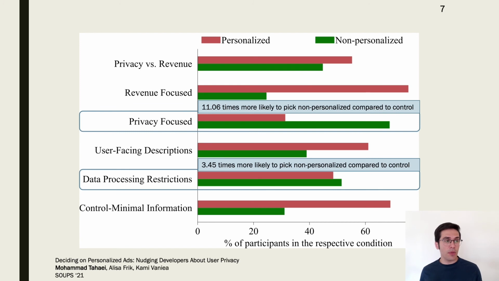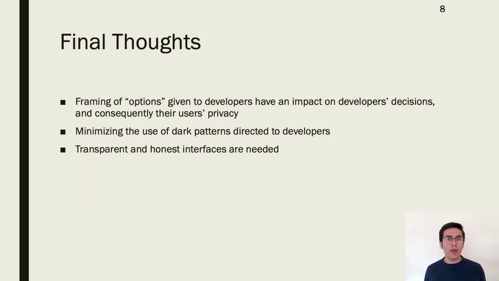Also, for example, in the privacy-focused condition, participants were about 11 times more likely to pick the non-personalized option compared to the participants who were in the control condition. Overall, we find that presentation of privacy information to developers can impact their decisions for their users.